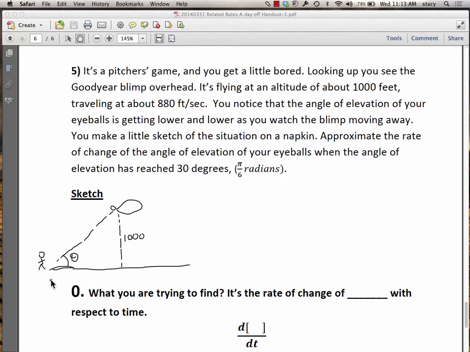X value. So X value representing the distance between myself, the horizontal distance between myself and the blimp, right? Not the actual distance, because that would be this slanted distance, right? So the horizontal distance between myself and the blimp, okay? All right.